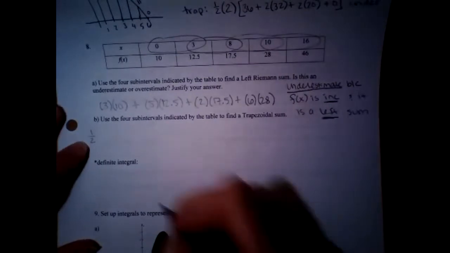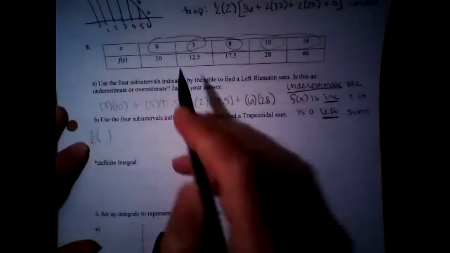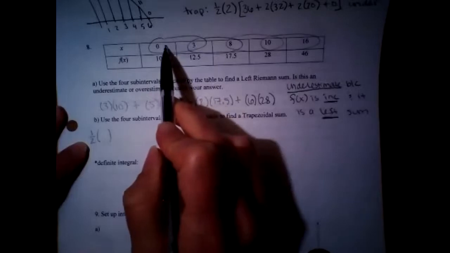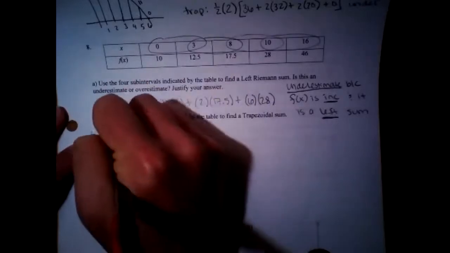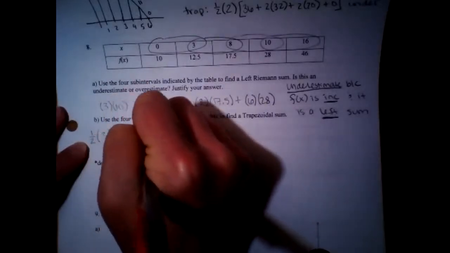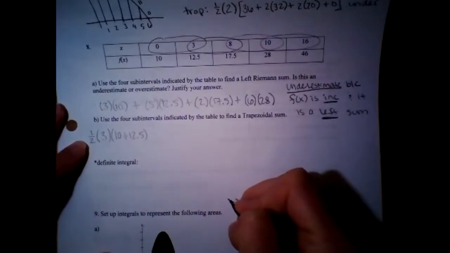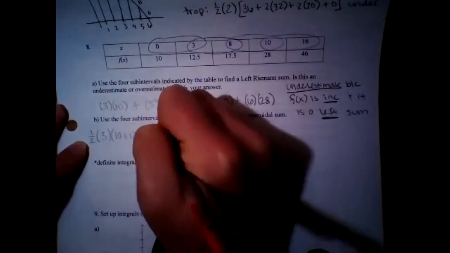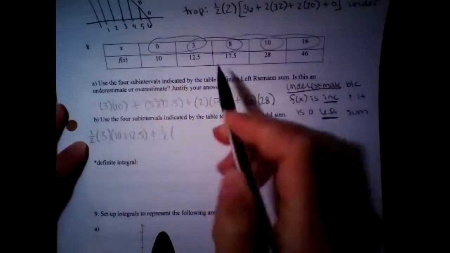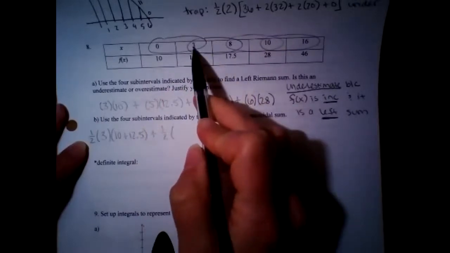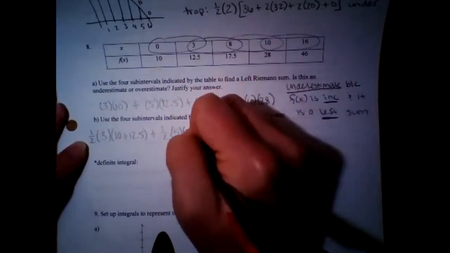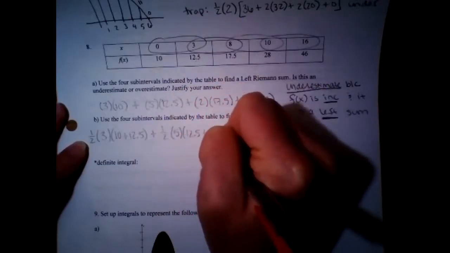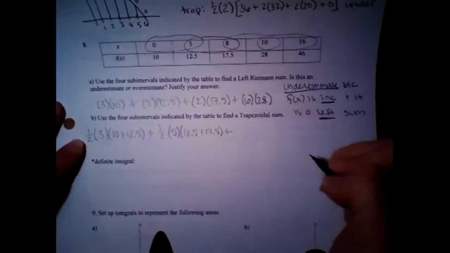So 1/2, and then the height is the length of the subintervals. So for the first one, from 0 to 3, that's just 3. And then you add the bases together. So 10 plus 12.5. So that's the first one. 3 more to go. All right, so plus 1/2 times the next subinterval is 5. And then we're gonna add 12.5 plus 17.5. Gosh, I better write smaller. I'm gonna run out of room here.